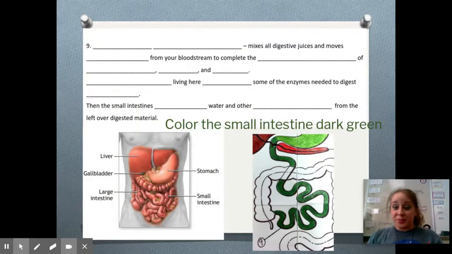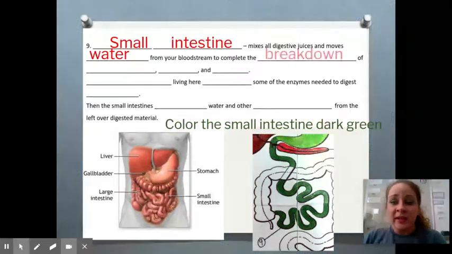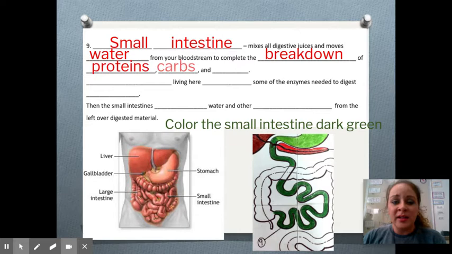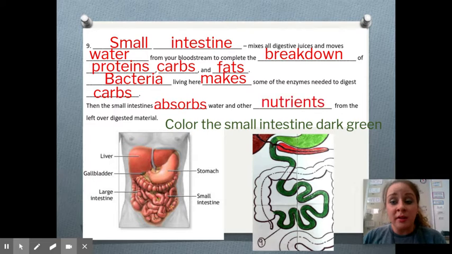Okay, so this is where you got to write. I know that was a lot of not writing, but this is where you got to write. Okay, so small intestine mixes all digestive juices and moves water from your bloodstream to complete the breakdown of proteins, carbs, and fats. Okay, bacteria live there that make some of the enzymes needed for digestion of carbs. The small intestine absorbs water and other nutrients from the leftover digestive material.